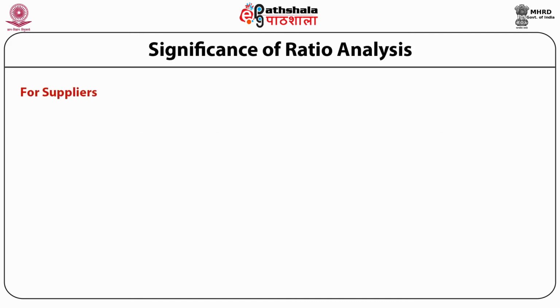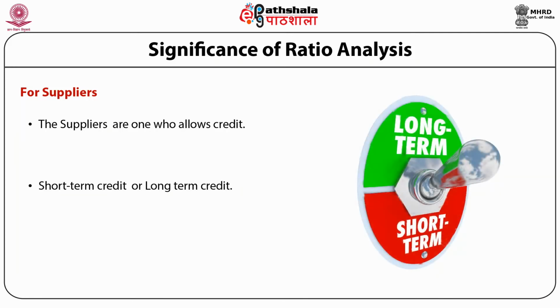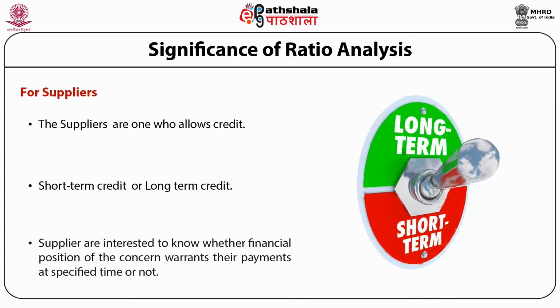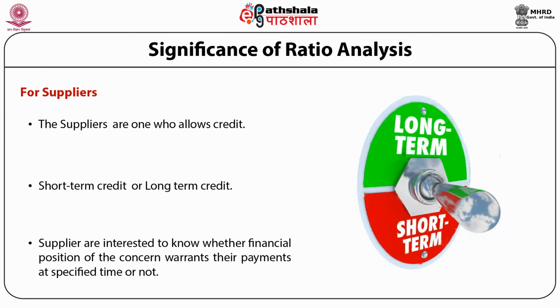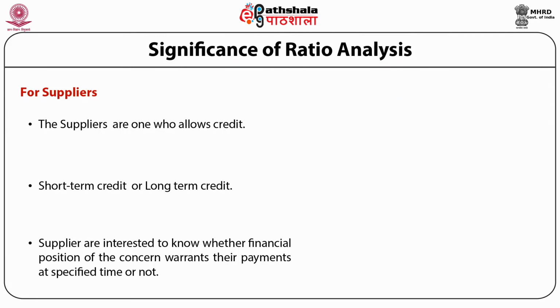For suppliers: any business firm not only deals in cash, but has to purchase and sell goods on credit as well. The suppliers extend short-term credit to the concern, so they are interested to know whether the financial position of the concern warrants their payments at the specified time or not. The concern pays short-term creditors out of its current assets.